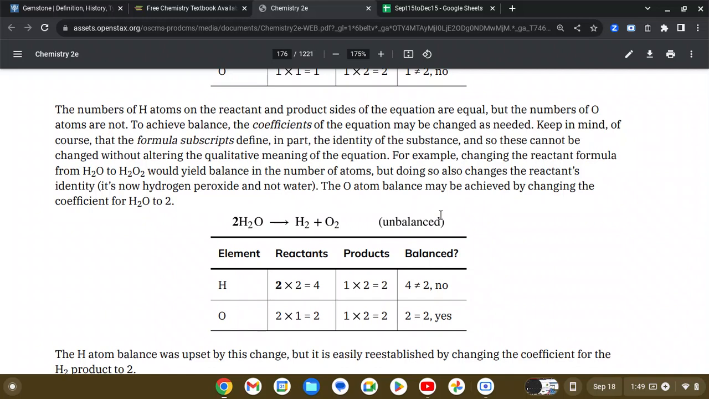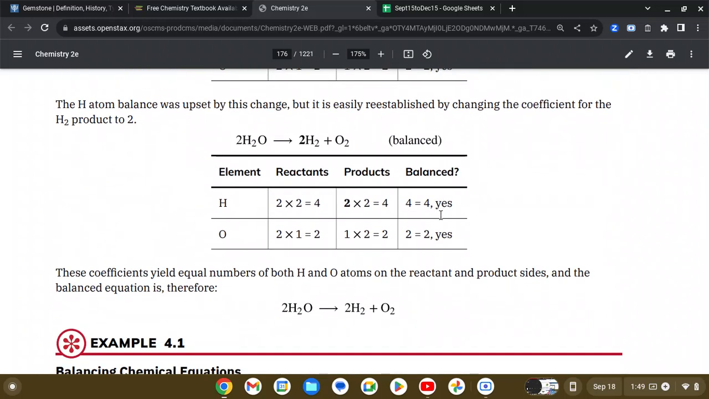The O atom balance may be achieved by changing the coefficient for H2O to 2. The H atom balance was upset by this change, but it is easily reestablished by changing the coefficient of the H2 product to 2. These coefficients yield equal numbers of both H and O atoms on reactant and product sides, and the balanced equation is therefore 2H2O yields 2H2 plus O2.